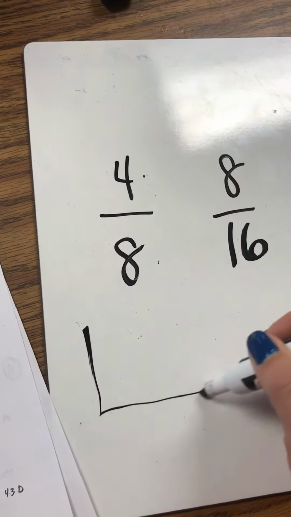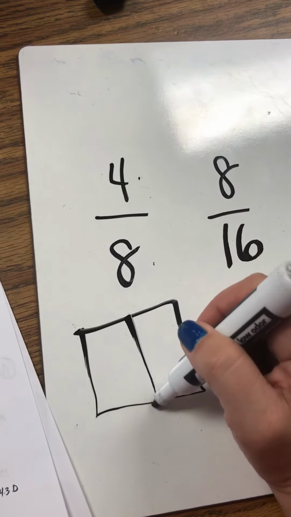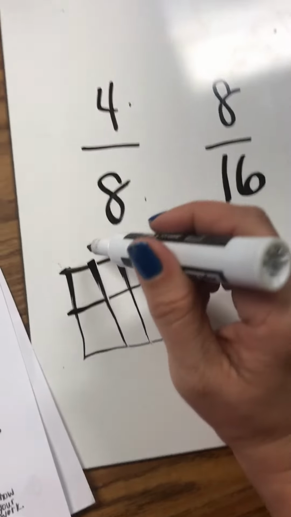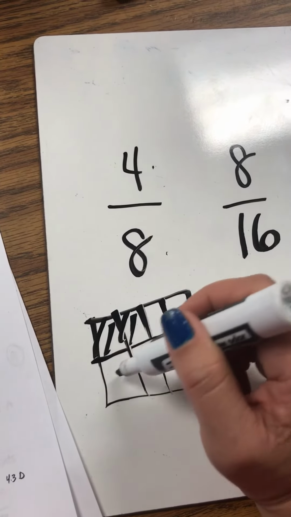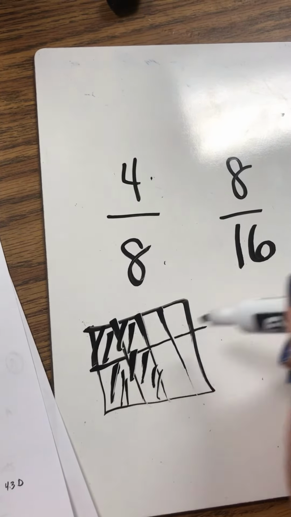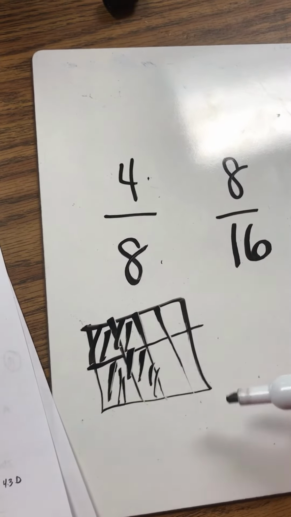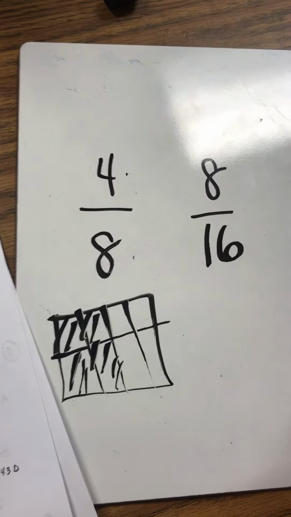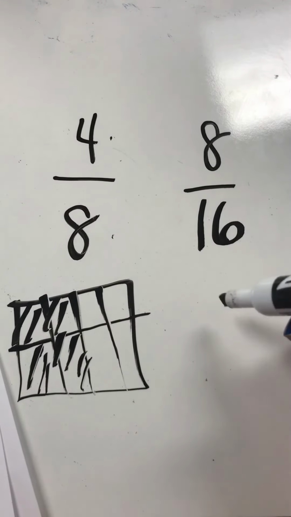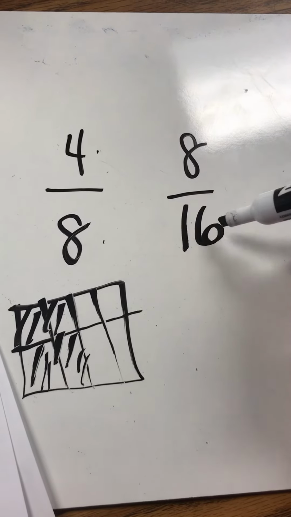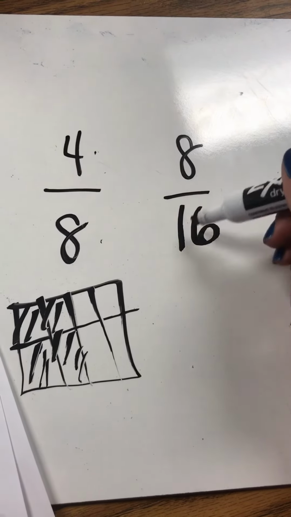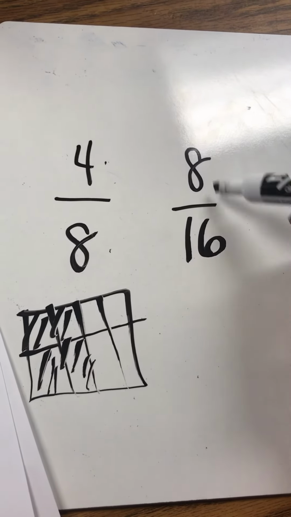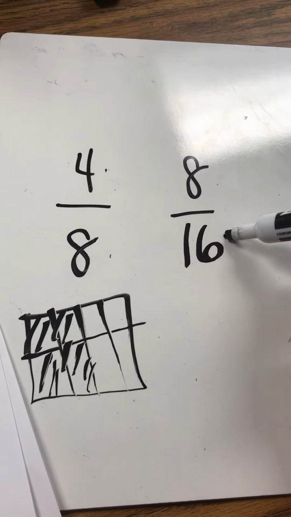Because if I have 4/8, I'm going to make a representation of this. So here's 8ths. If I shade in 4 of them, I have not shaded the whole thing. So I know that this 4/8 has to be less than a whole. And same thing with 8/16. If I make a rectangle of 16 equal parts and shade in 8 of them, I have not shaded all of the 16 equal parts. Therefore, I do not have a whole. This represents less than a whole as well.